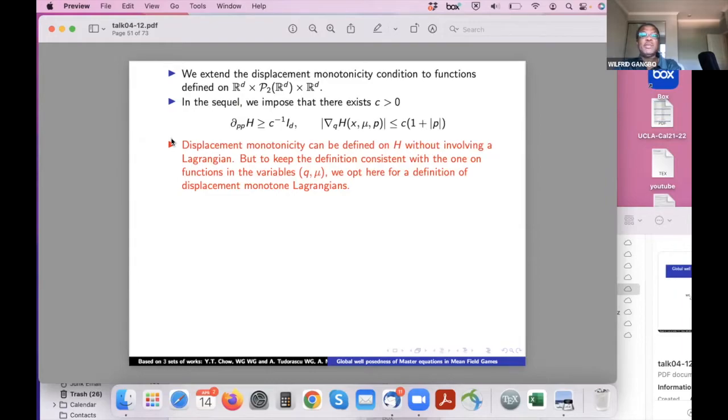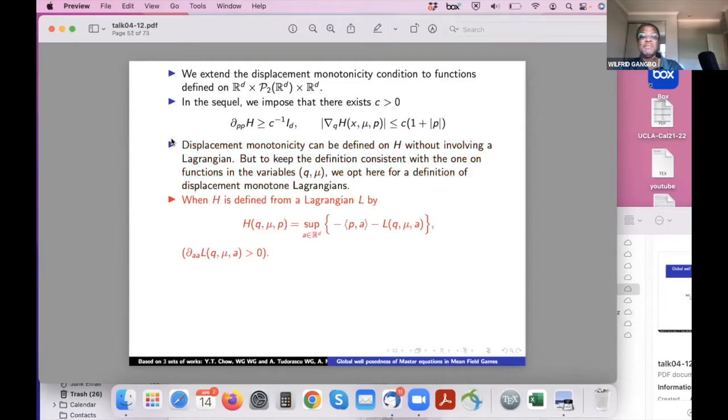But to keep the definition consistent with the one of function which depend only on the variable q and mu, I opt here for a displacement monotonicity definition for Lagrangian. So I am going to say that H is displacement monotone if L is displacement monotone, provided that H comes from a Lagrangian L, the Legendre transform of a Lagrangian L, where I make a correction negative in the Legendre transform. So I am assuming that my L, the Hessian of L, is strictly positive in the velocity variable.